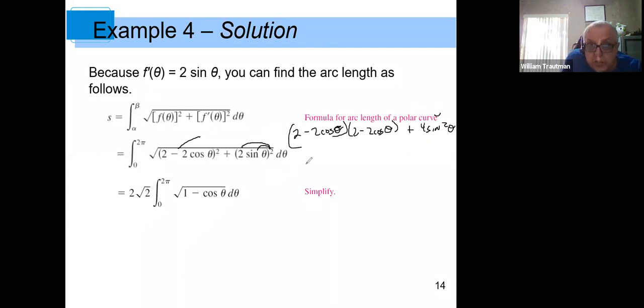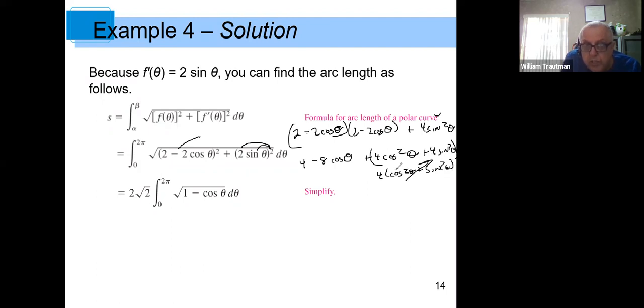Here, 2 times 2 is 4, and negative 2 cosine theta times 2 is negative 4. So I get negative 8 cosine theta. And then I get plus 4 cosine squared theta. Don't forget this 4 sine squared theta. Well, this right here, if you factor out a 4, is 4 times cosine squared theta plus sine squared theta. This equals 1. So this is 4 times 1, which is 4. 4 plus 4 is 8. So they add up to 8 minus 8 cosine theta.